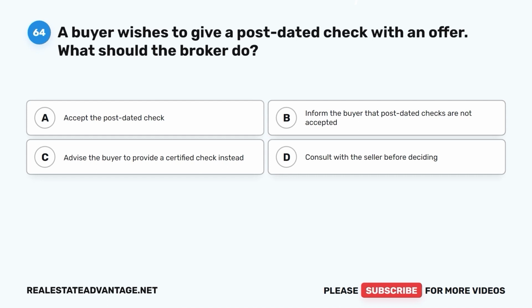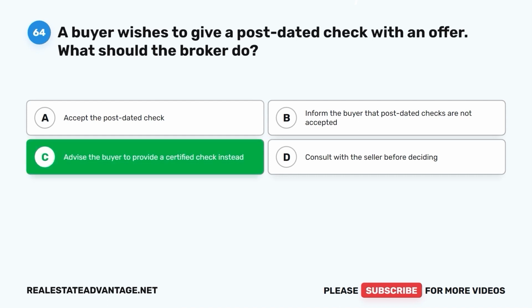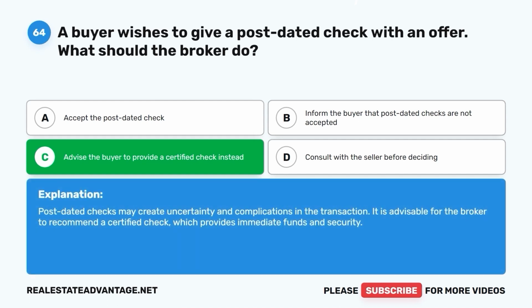A. Accept the post-dated check. B. Inform the buyer that post-dated checks are not accepted. C. Advise the buyer to provide a certified check instead. D. Consult with the seller before deciding. The correct answer is C. Advise the buyer to provide a certified check instead. Post-dated checks may create uncertainty and complications in the transaction. It is advisable for the broker to recommend a certified check, which provides immediate funds and security.